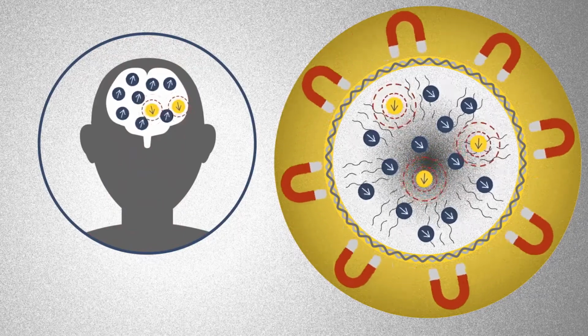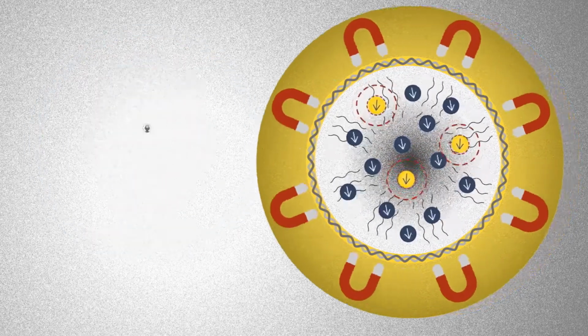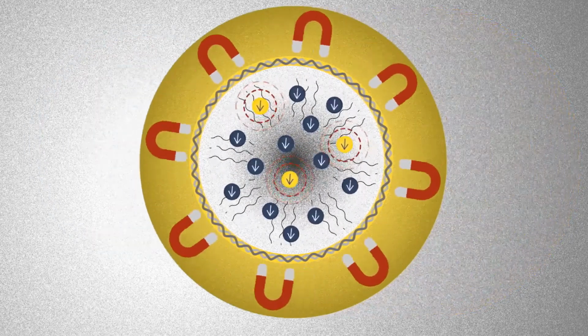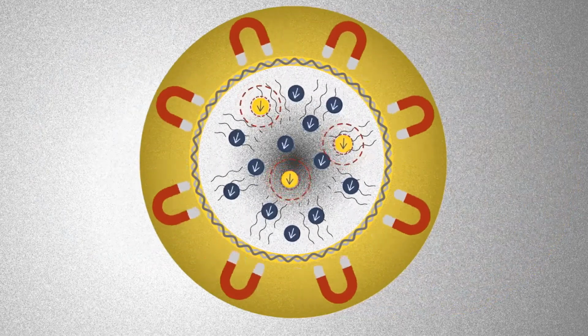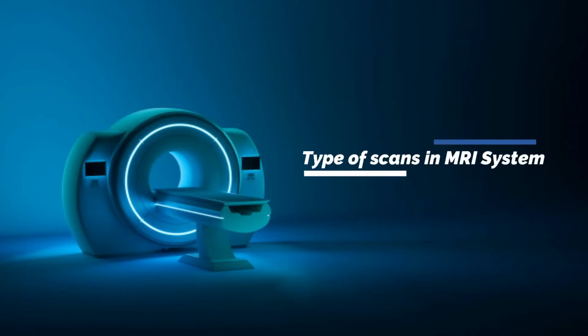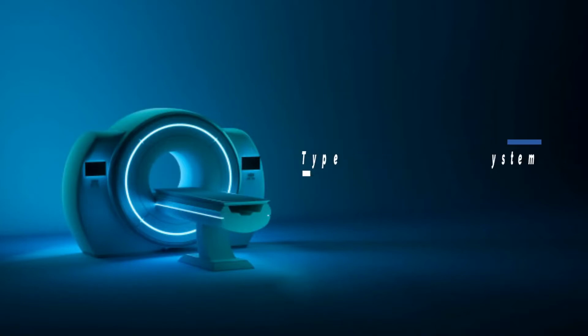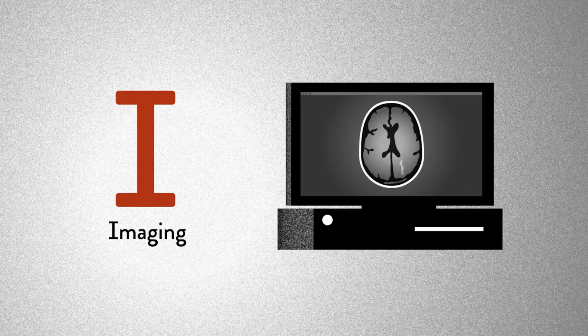Thus, the transmitting coil is a good EM field transmitter at radio frequency, but a poor EM radiation transmitter at radio frequency. Let's look into different types of scans in the MRI system. There are a variety of different MRIs available.